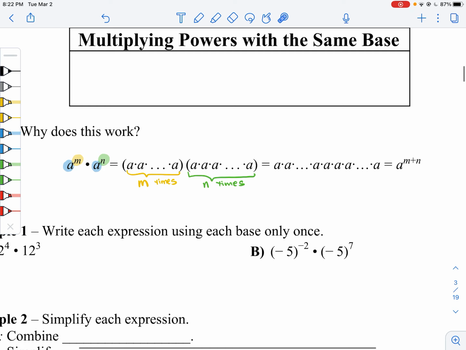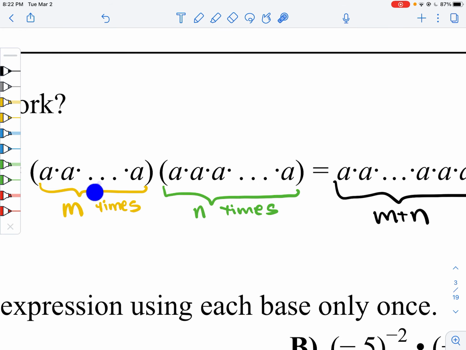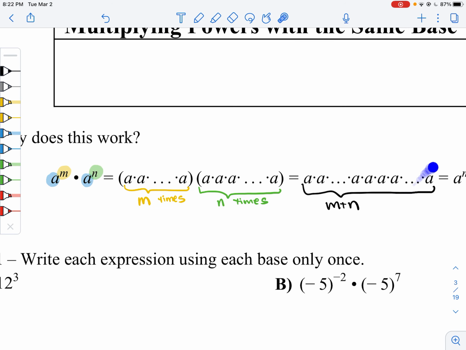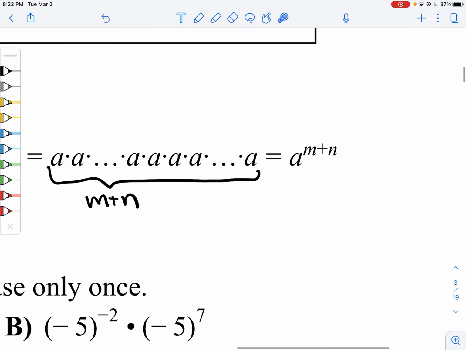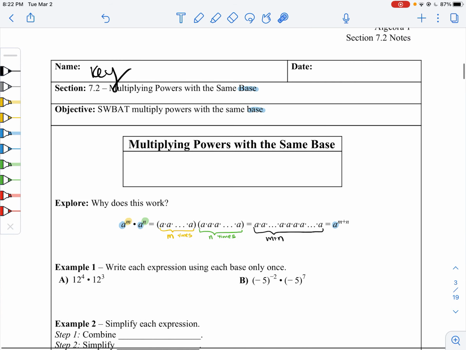So when you multiply them together, you get a total of m plus n, because it's A times A times A times A, m times, and then A times A times A, n times. So it's A times A times A, whatever that is, m plus n. So that's where you get A to the m plus nth power. So that's your rule. If you have A to the mth times A to the nth, that's A to the power of m plus n, together like that.